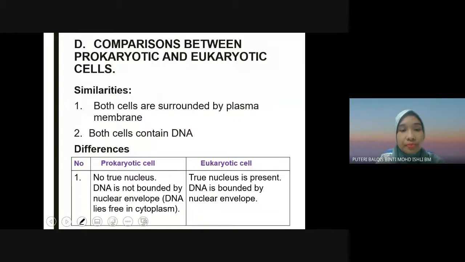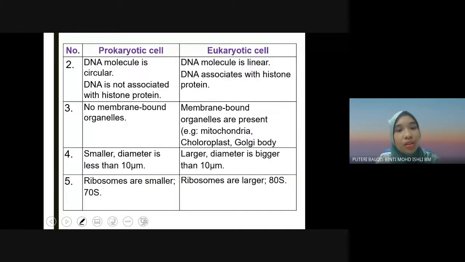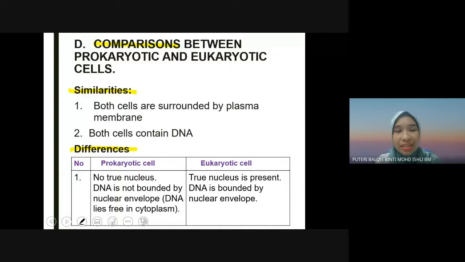And these are similarities, comparison. So bila soalan comparison, you need to include similarities and also differences. So this is comparison between prokaryotic and eukaryotic cells. You can read on your own apa dia punya banyak. Ada berapa? Yes, ada 8 differences, 2 similarities. Setiap satu point mungkin 1 markah ataupun 2 markah.